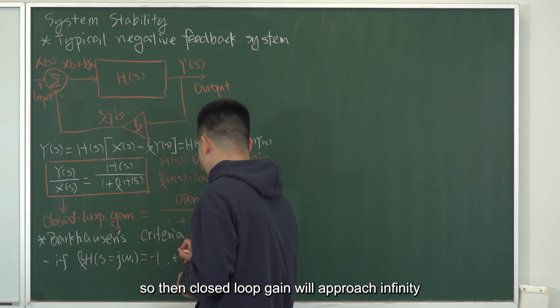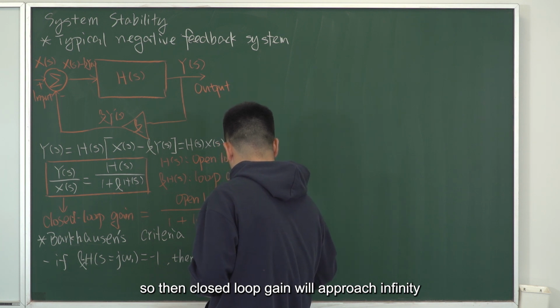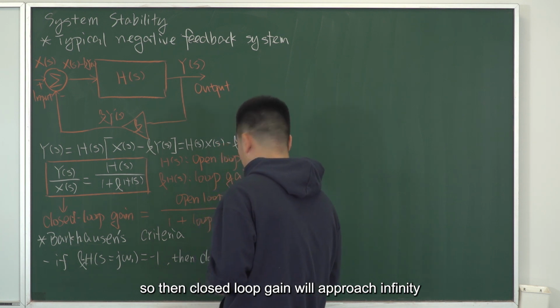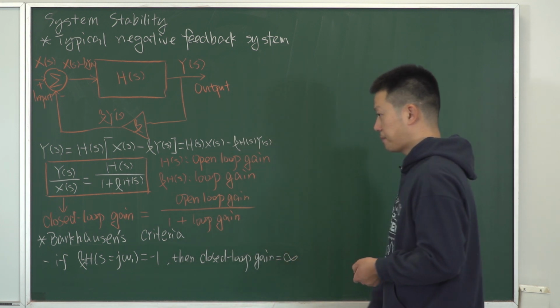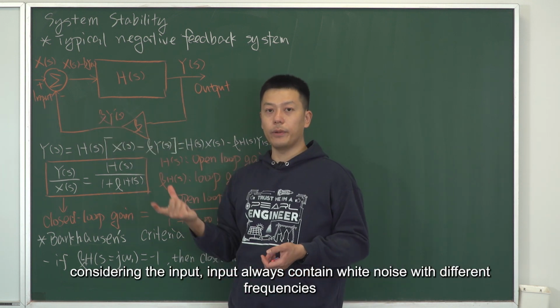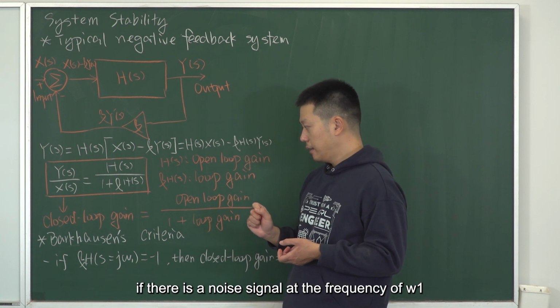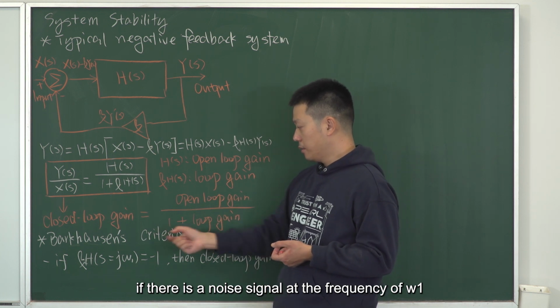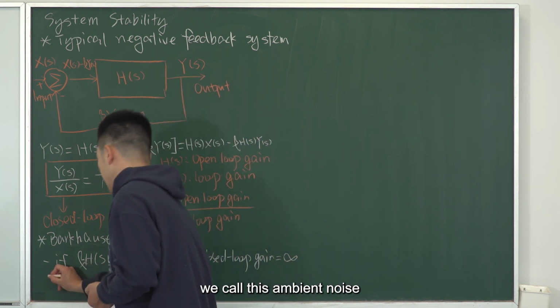So the closed loop gain will approach infinity. This means that, considering the input always contains white noise with different frequencies, if there is a noise signal at the frequency omega 1, we call this ambient noise.